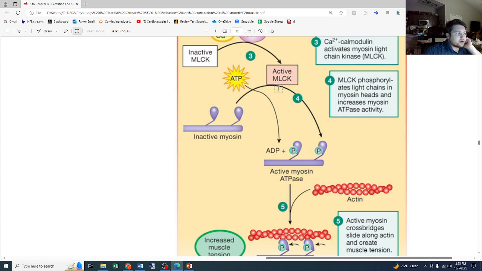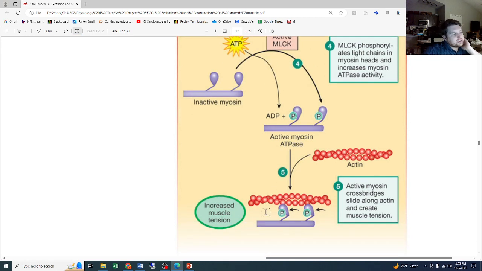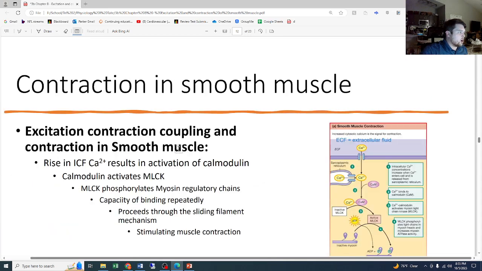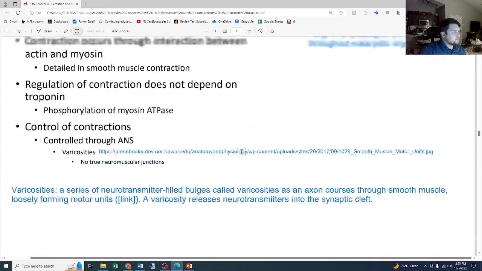As long as the MLCK is still active, it's going to continue to help in that process of phosphorylating the myosin, having them release and reset and continue to pull and cause muscle contraction.